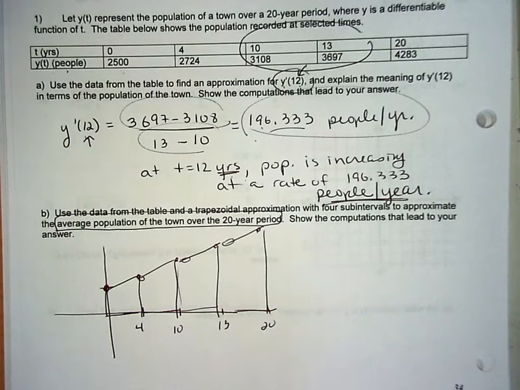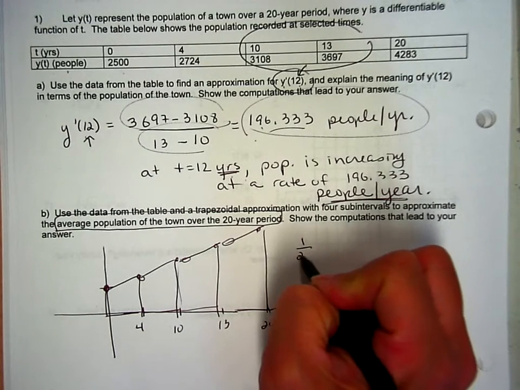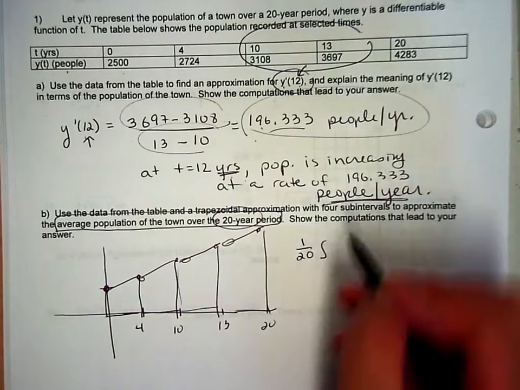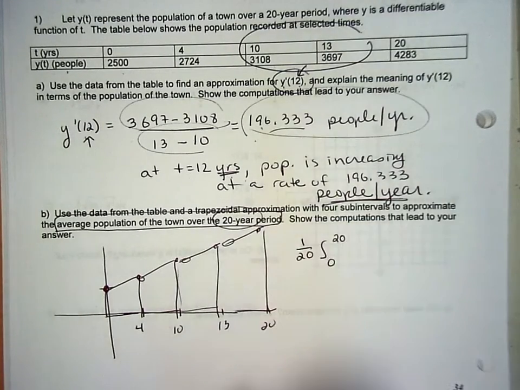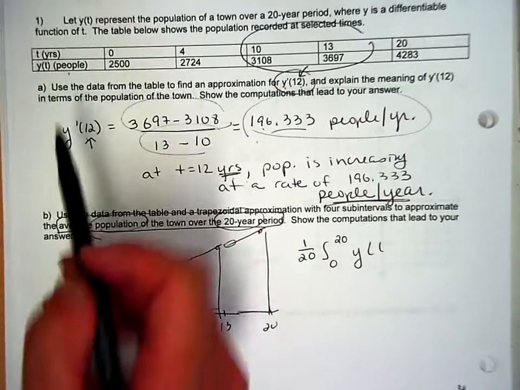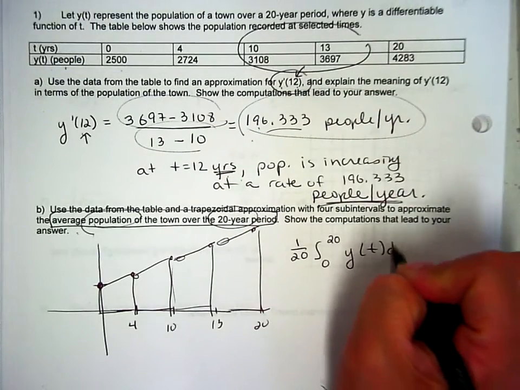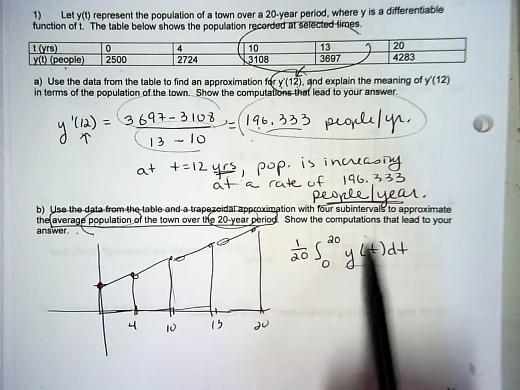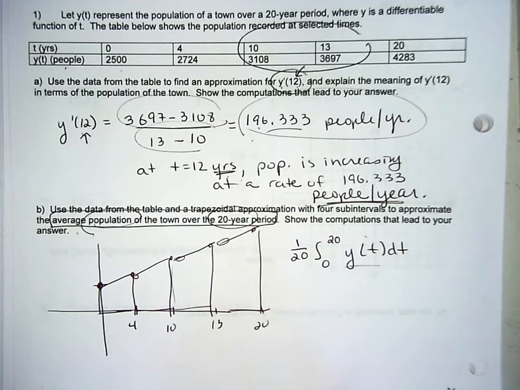So as soon as you see that word average, you've got to be thinking this. Remember, 1 over b minus a. My bounds, I'm going to do it over the entire 20-year period, so it's going to be from 0 to 20. And I want the average of the population. The population is the function y of t dt. So this is my setup. If I had this equation, I would just take the antiderivative and plug in the bounds, etc.